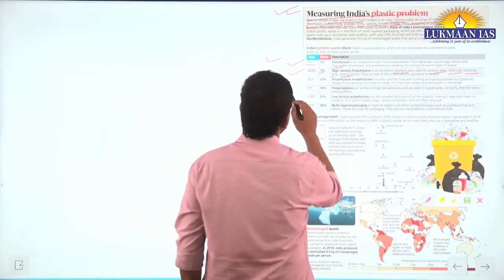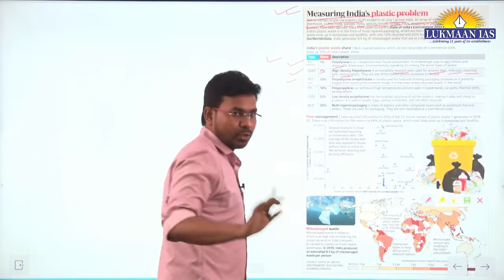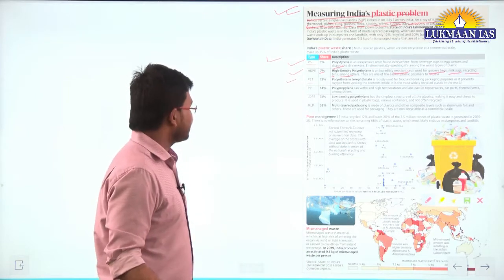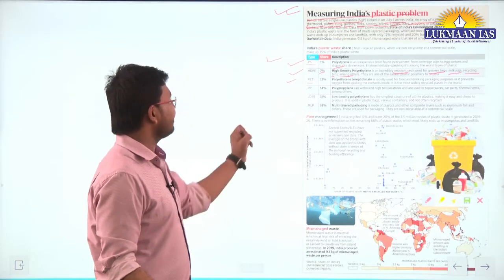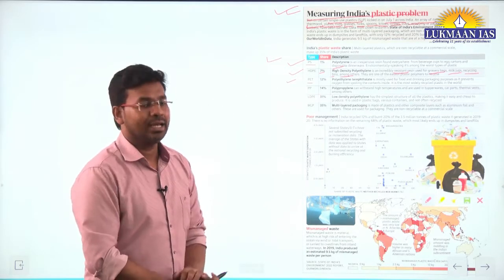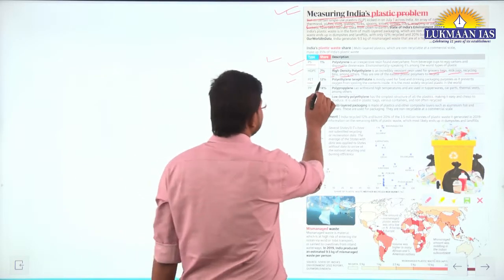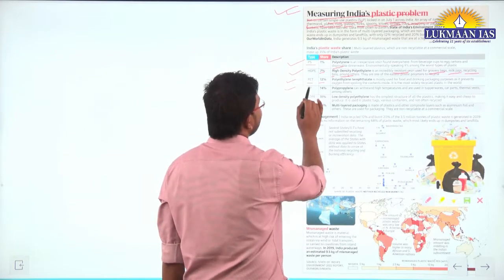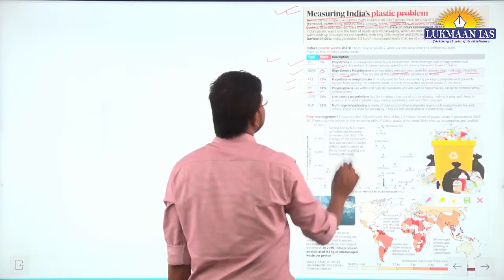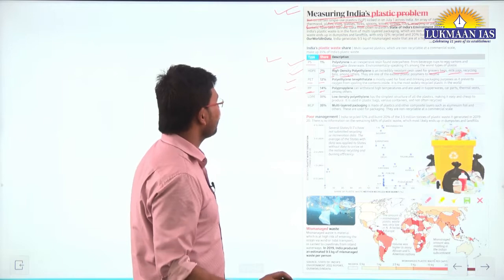Apart from this, we have PET. PET is also a kind of plastic. It stands for polyethylene terephthalate. Okay, polyethylene terephthalate, its percentage share is 12%. Apart from this, PP, its share is 14%. PP stands for polypropylene.